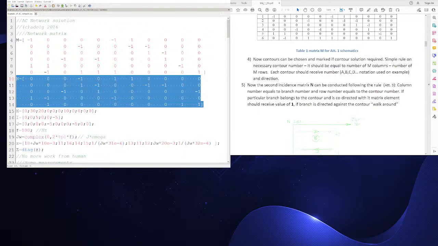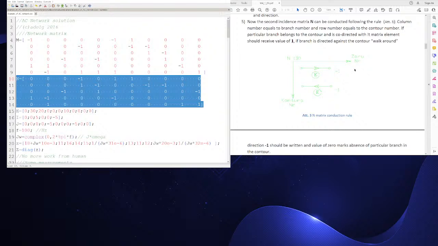Matrix: here is the contour matrix. The number of columns should correspond to the number of branches, and the number of rows should be equivalent to the number of contours. If a branch is co-directed with the contour direction, we should write +1.